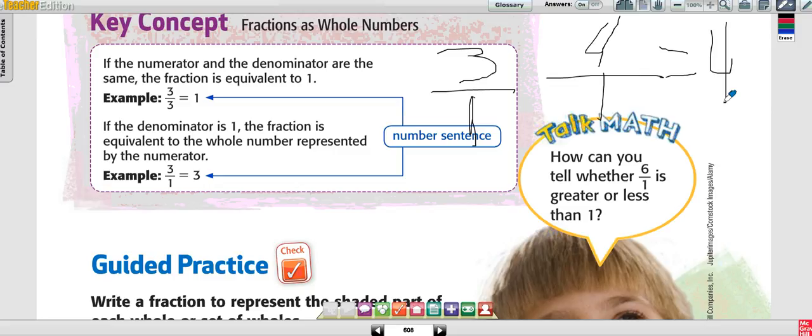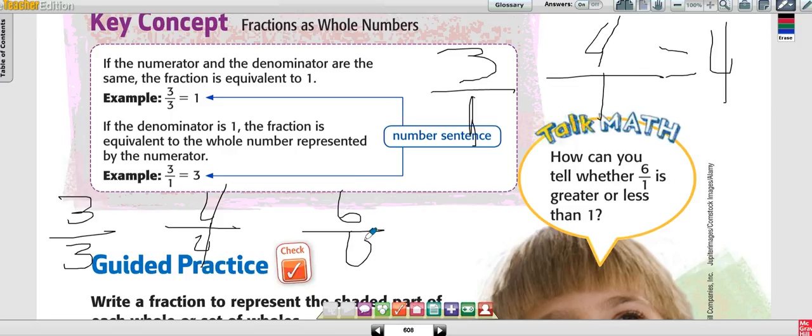Okay. It's different if I have this stuff. If I have 3 over 3, or if I have 4 over 4, if I have 6 over 6, all those are going to equal 1.